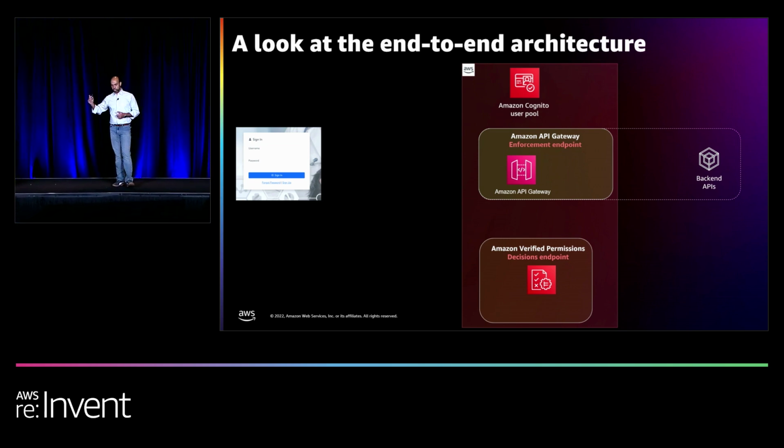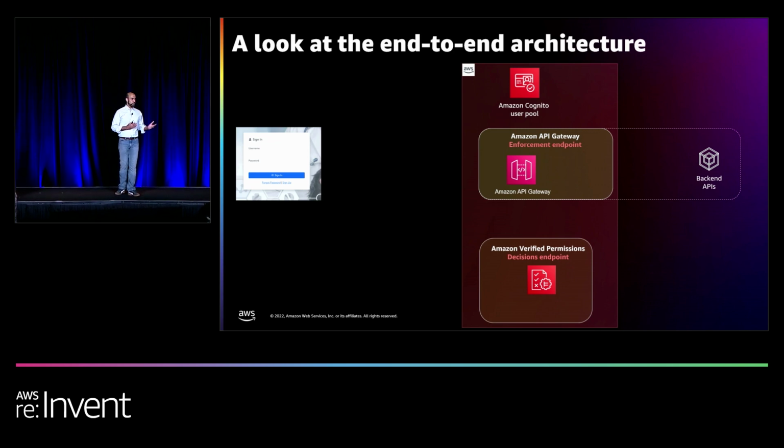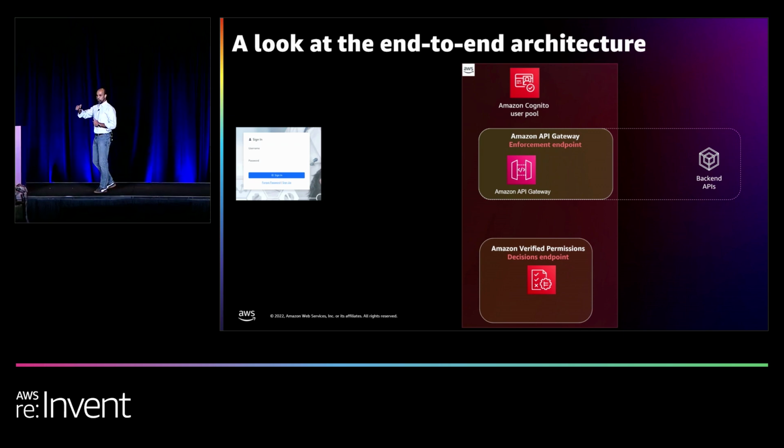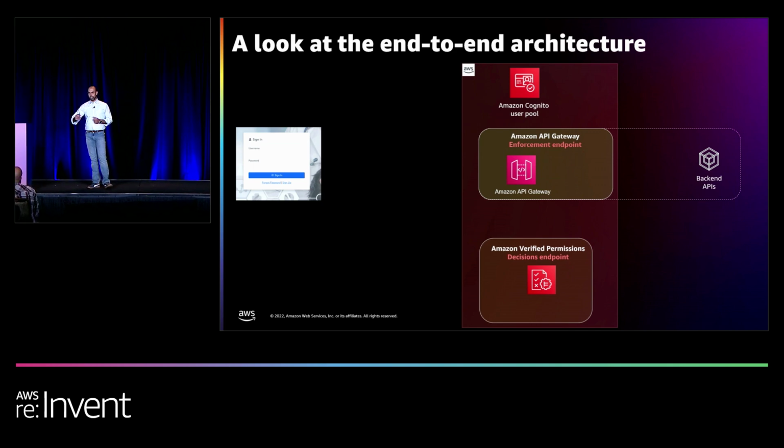I have Amazon Cognito at the top, which acts as the identity provider in this case. As we saw in the demo, everything starts with a user signing in. I have to know what this user's entitlements are, what their profile attributes are, and so on. And then I have Amazon Verified Permissions at the bottom, and this is acting as the authorization engine.